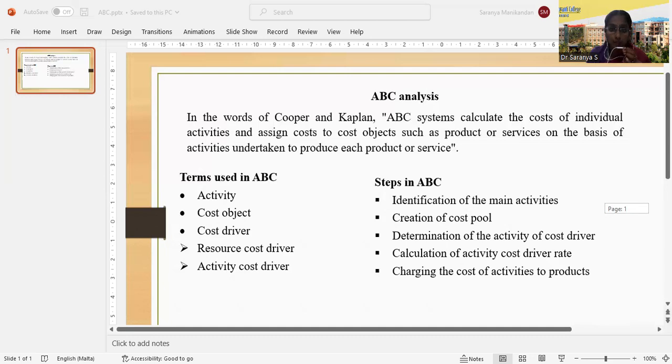So the cost drivers, do you know what is meant by cost driver? That is a factor which causes a change in the cost of a particular activity. And we'll be finding out the cost driver rate by using the formula total cost of the activity divided by cost drivers. And these cost drivers will be used to measure the product demand of activities. So based on the demand, the cost of activities will get traced to the product.